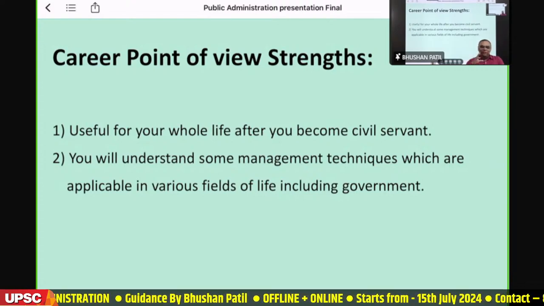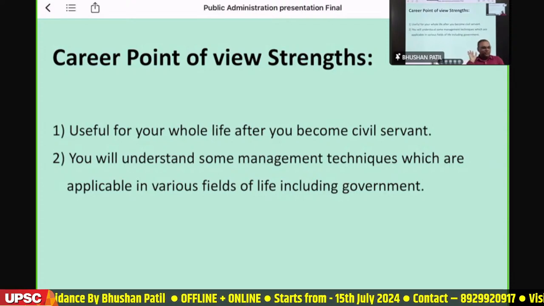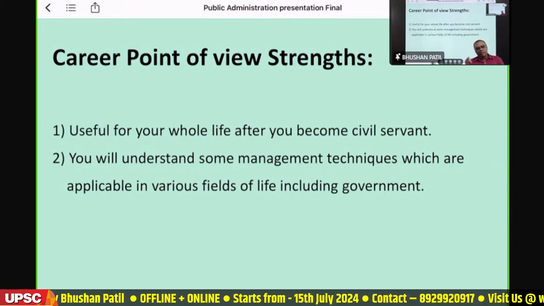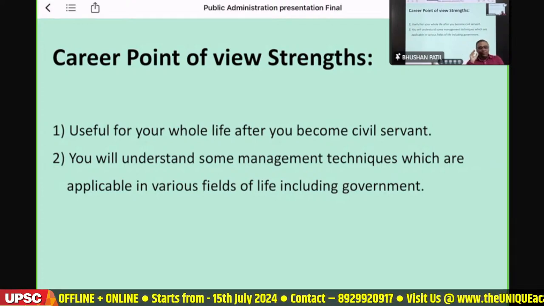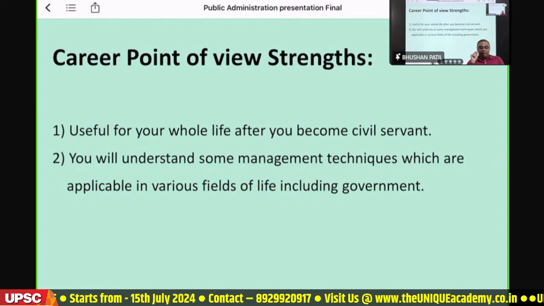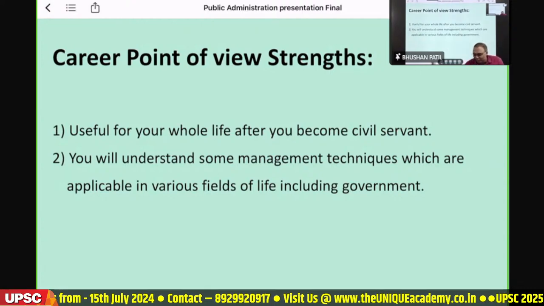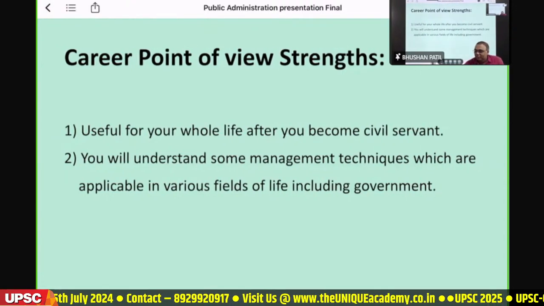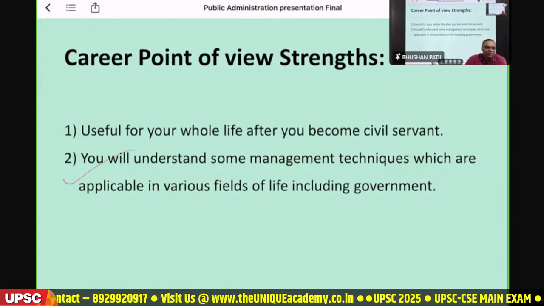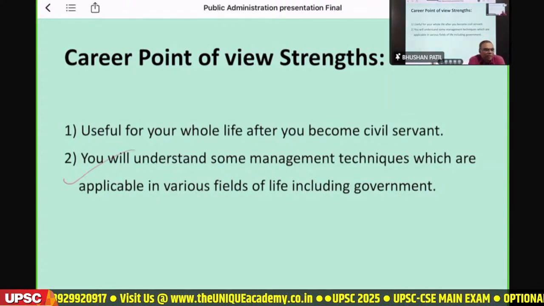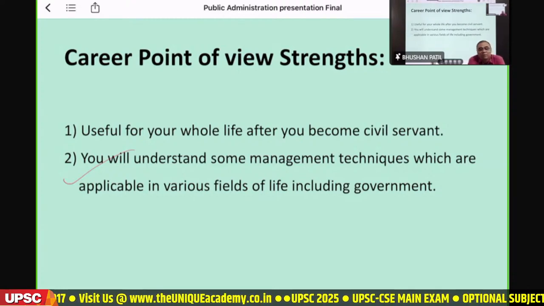Okay, if you think you can become a civil servant by taking another optional subject, you opt for it. If you think you can become a civil servant by opting for this subject, public administration, you opt for this. You will understand some management techniques which are applicable in various fields of life, including government. This is really actually good. I love this point, because management is everywhere in life. We manage our house, manage our home, we manage our relations, we manage tasks.